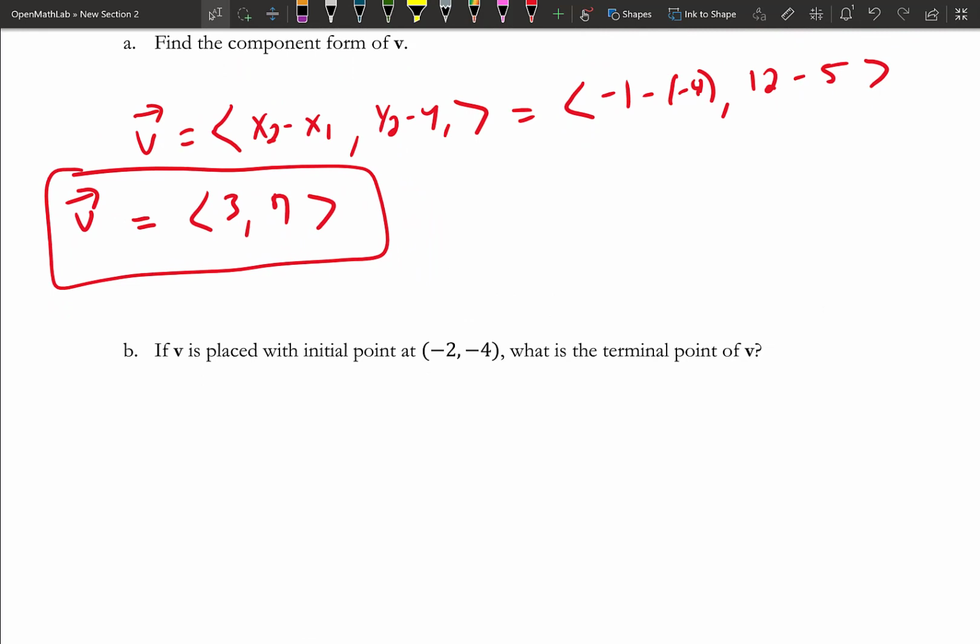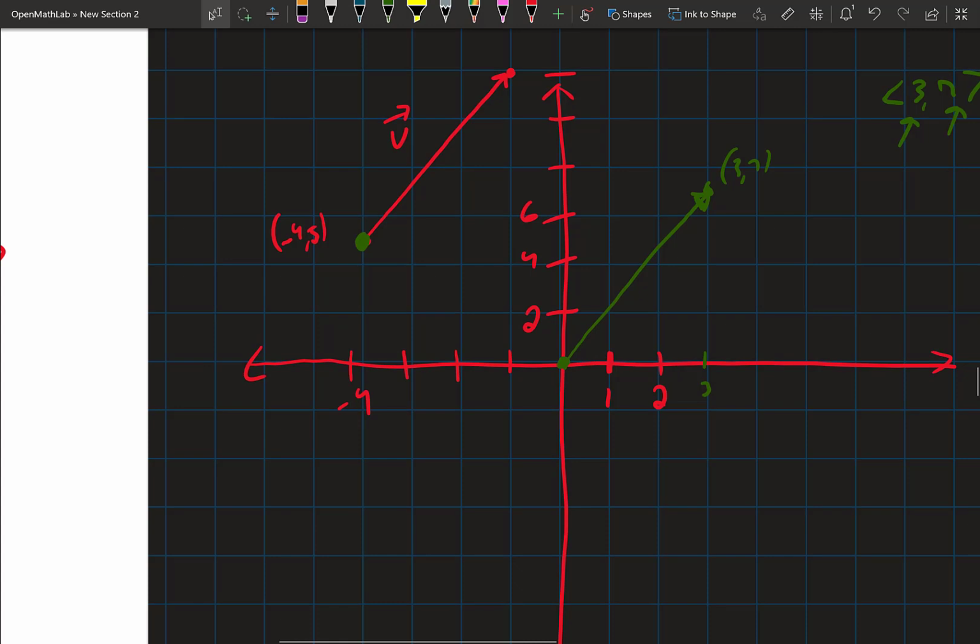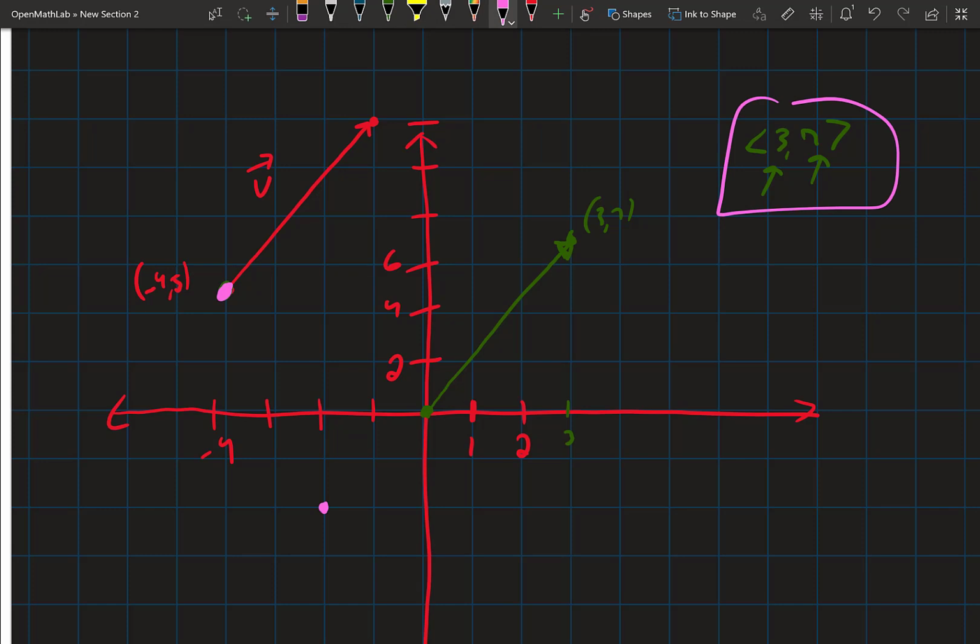Then part B says if vector v is placed with initial point at -2, 4, what is the terminal point of v? In other words, if I take this pink point and move it to -2, 4, which will be here, and move that vector here, where will the ending point be? Remember, these are the components of the vector. So I'm going to go to the right 3 units, so I'm going to be here, and then I'm going up 7. So there's 2, 4, 6, 7. So it'll be here.